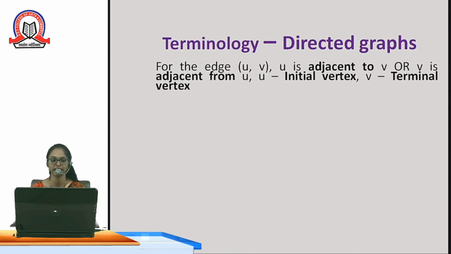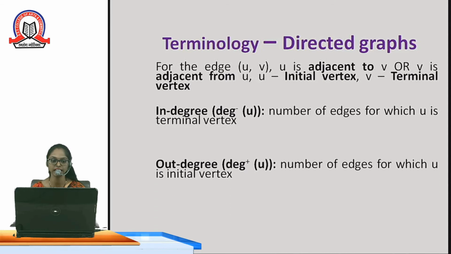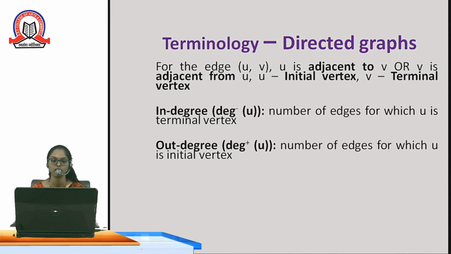Next one is directed graph. Directed graph means there is a direction, therefore we can easily mention the initial and the terminal vertex. Now suppose my pair is (u, v), then the initial vertex is u and its terminal vertex is v. Now how to find its degree? For a directed graph, there are two types of degree, in-degree and out-degree. In-degree means the number of edges for which u is the terminal vertex, and out-degree means the number of edges for which u is the initial vertex.